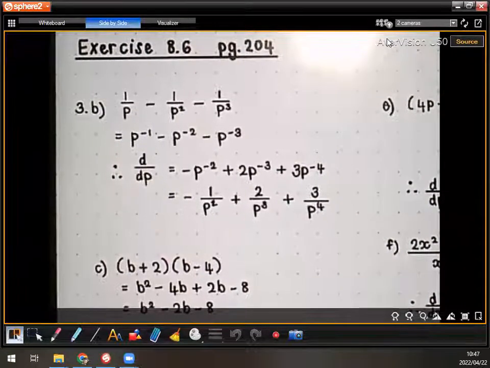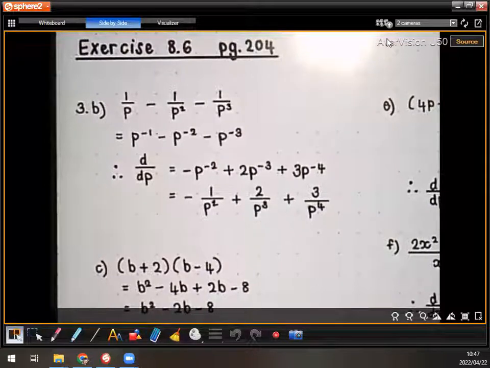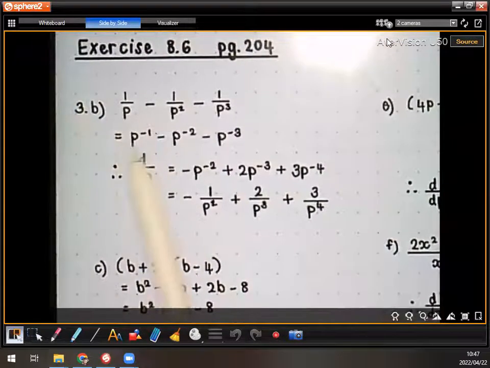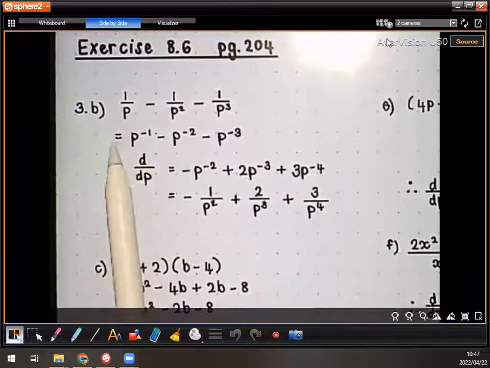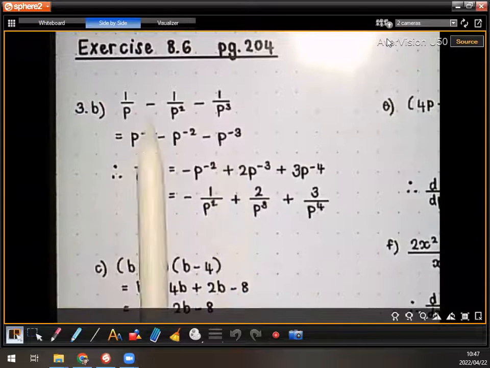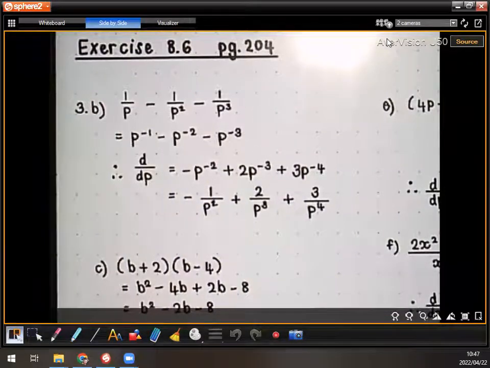As for each of these terms, you have to write them in the correct form. All right, so just a coefficient, variable, and the exponent. So 1 over p, 1 over p squared, and 1 over p cubed. You have to change those into the correct form.